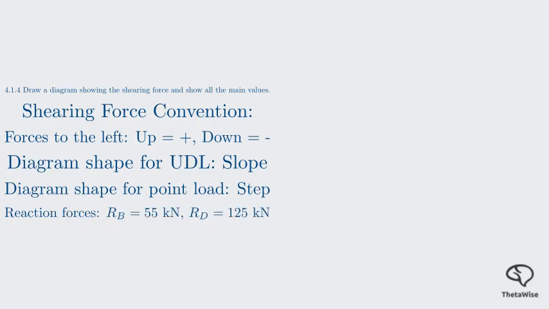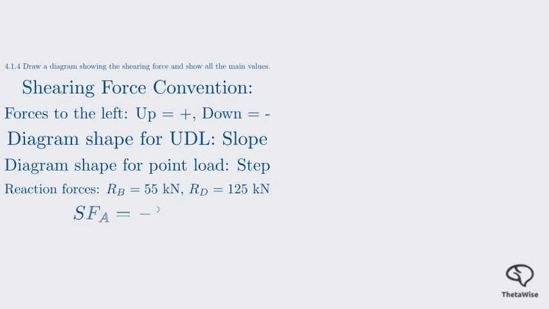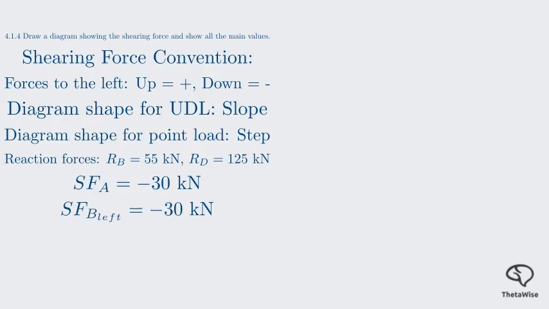We'll work our way from left to right, point by point. We need our reaction forces. RB equals 55 kN and RD equals 125 kN. First, at point A, we have a downward 30 kN load. So, the shearing force starts at negative 30 kilonewtons. Between A and B, the shearing force remains at this constant value. So, at point B, just before the support, the shearing force is still negative 30 kilonewtons.